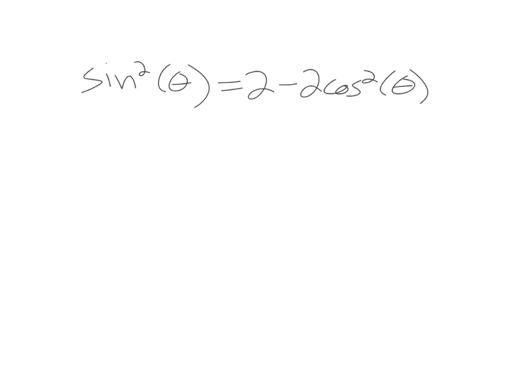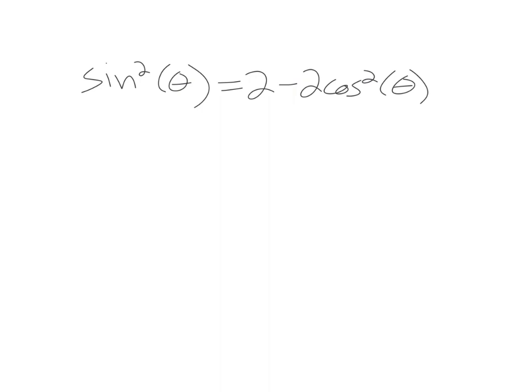One last one for today. Sine squared of theta equals 2 minus 2 cosine squared of theta. So now we just got anarchy, right? We got sines, we got cosines. So the trick here, we need to write it all in terms of one or the other, and it's not. This isn't something we can really factor.